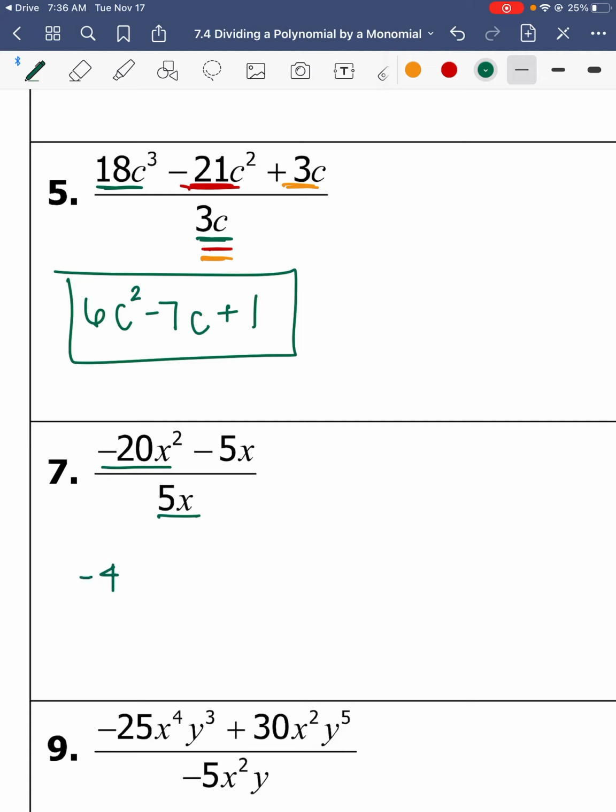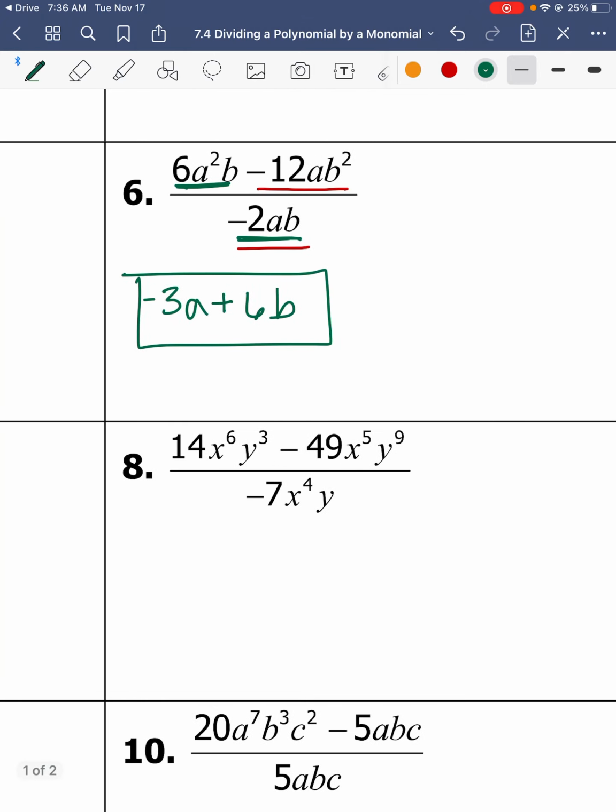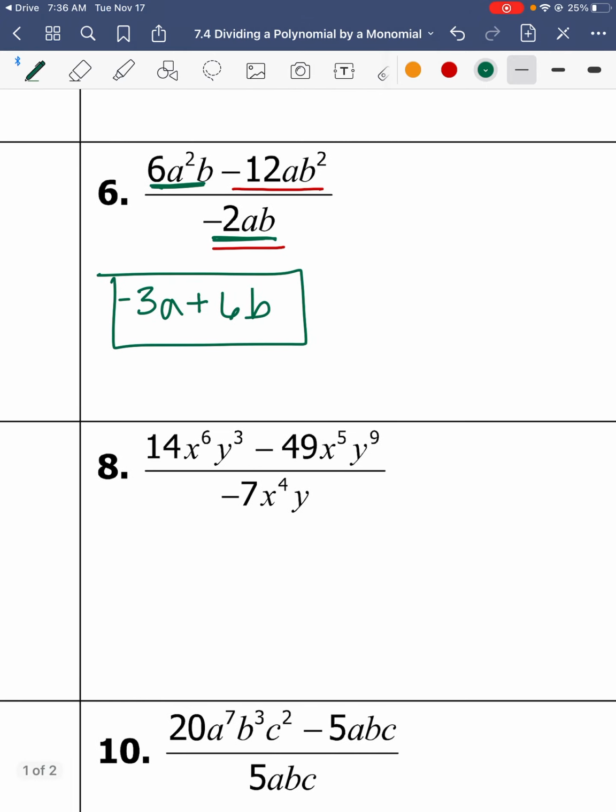Negative 20x squared divided by 5x. Well, negative 20 divided by 5 is negative 4. X squared divided by x is just x. Then we have negative 5x divided by 5x. Negative 5 divided by 5 is negative 1, and x divided by x is 1, so it'll just be a minus 1 there.